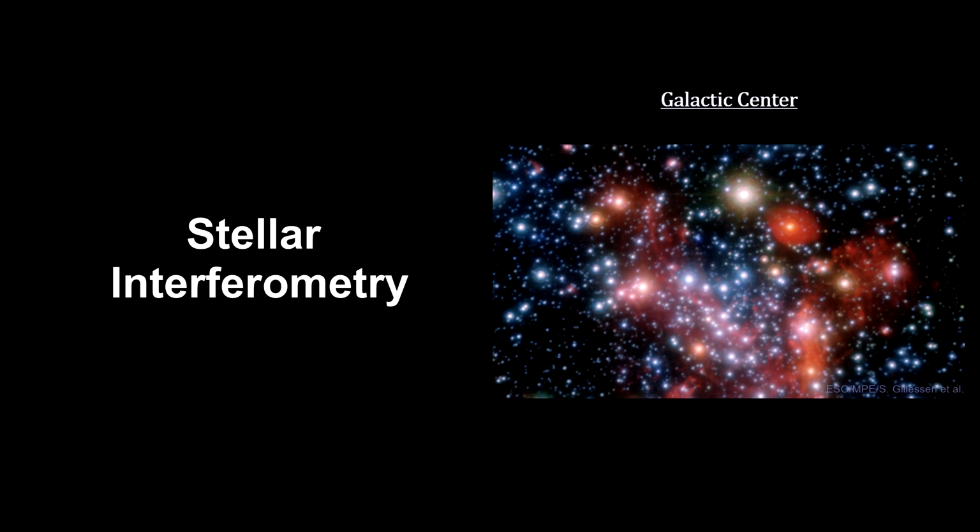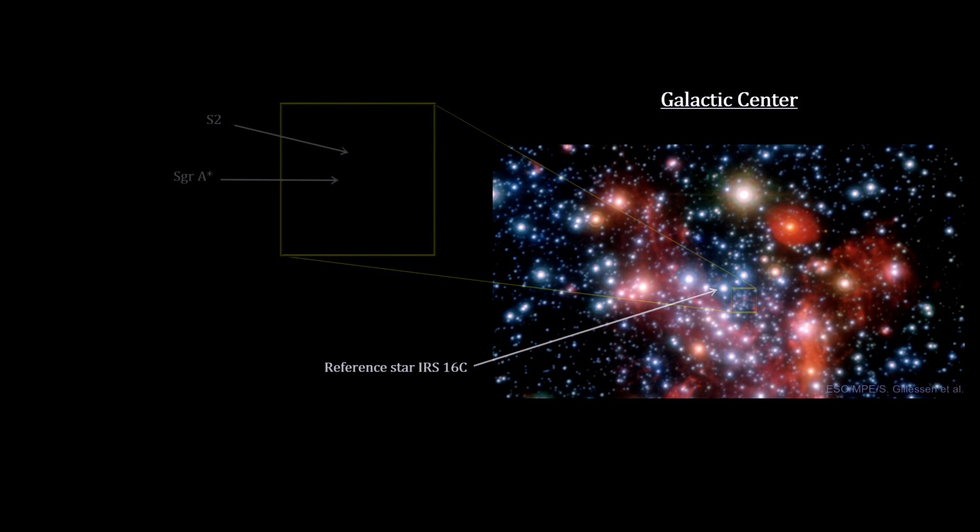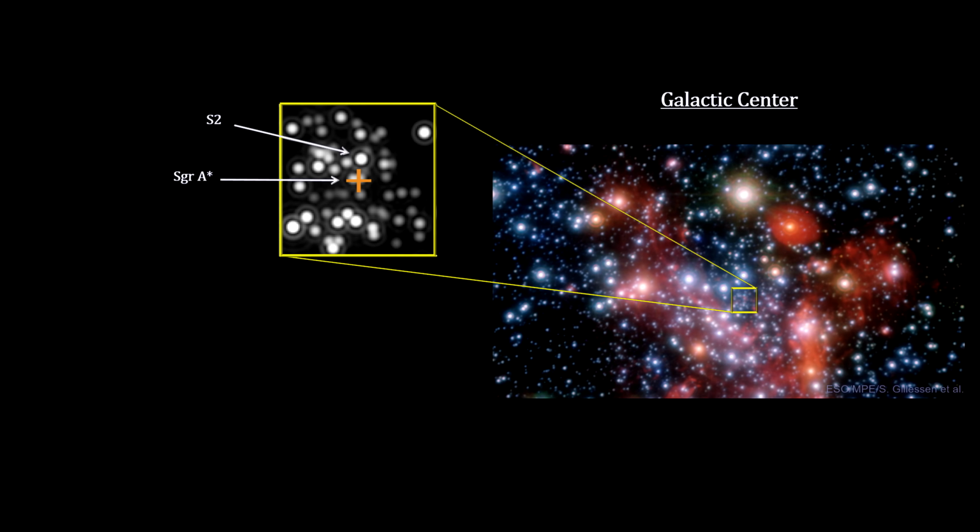The Hubble Space Telescope can resolve angles on the sky as small as 50 milliarcseconds. The angular distance between S2 and Sag A star at Pericenter was just 15 milliarcseconds. That's 42 billionths of 1 degree, and 3 times smaller than Hubble can resolve.